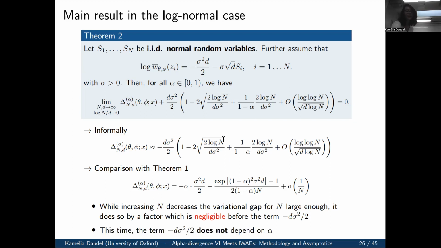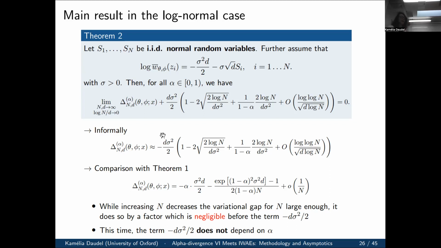And secondly, this term, contrary to before, does not depend on alpha. So the conclusion that we reached could have been, okay, let's maybe put alpha equals 0 in there, and then we don't go too far from 0 as a function of alpha. Well, this term, we don't even have a dependency in alpha.